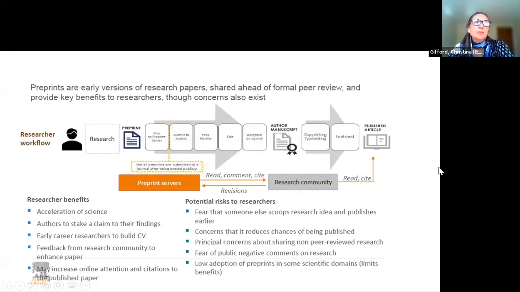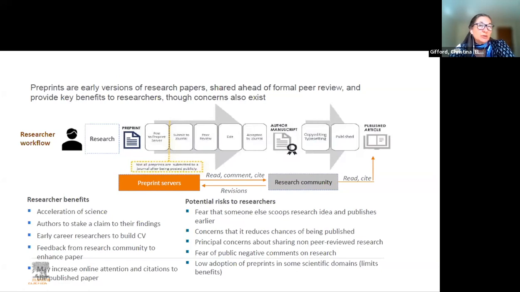Preprints. So preprints are early versions of research papers. They're shared ahead of formal peer review, and they provide key benefits to researchers, though there's still some concern that exists about preprints. The benefits are that it can accelerate science. Authors can stake a claim to their findings before being formally accepted into a journal for publication. For early career researchers, it can help to build their CV.